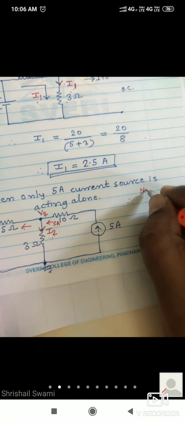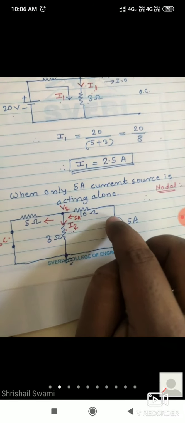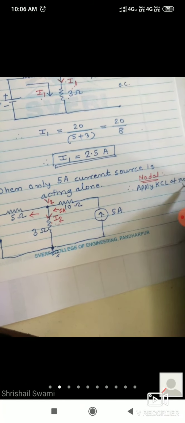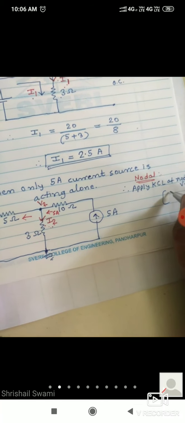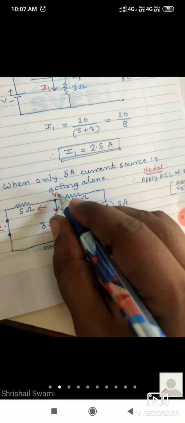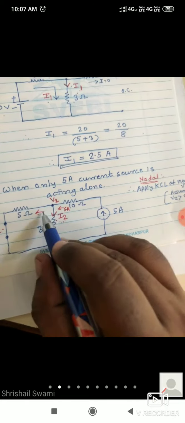So apply the nodal analysis. Mark the direction of current. This is not known, so mark it away from the node, and this is incoming, already given 5 ampere. So write the equation, apply KCL at node V2. Are there any assumptions? Yes, there are assumptions. Assume V2 greater than 0, and for this branch also V2 greater than 0. This is 0 volt. The current in this branch is given. So one is incoming, the other two are outgoing.